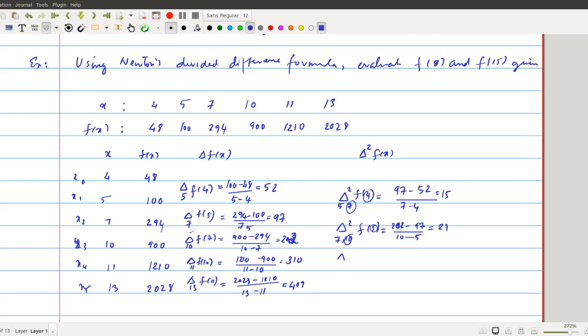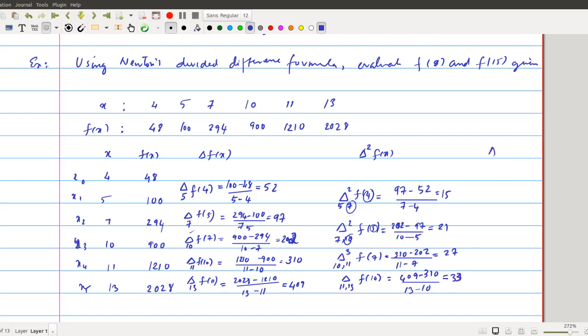Okay, now you evaluate the third case, that is 10 11, and this is f of 7. This will be 310 minus 202 divided by 11 minus 7, that is equal to 27. Similarly, the final one will be delta 11 13 f of 10, that is 409 minus 310 divided by 13 minus 10. So that is nothing but 33.